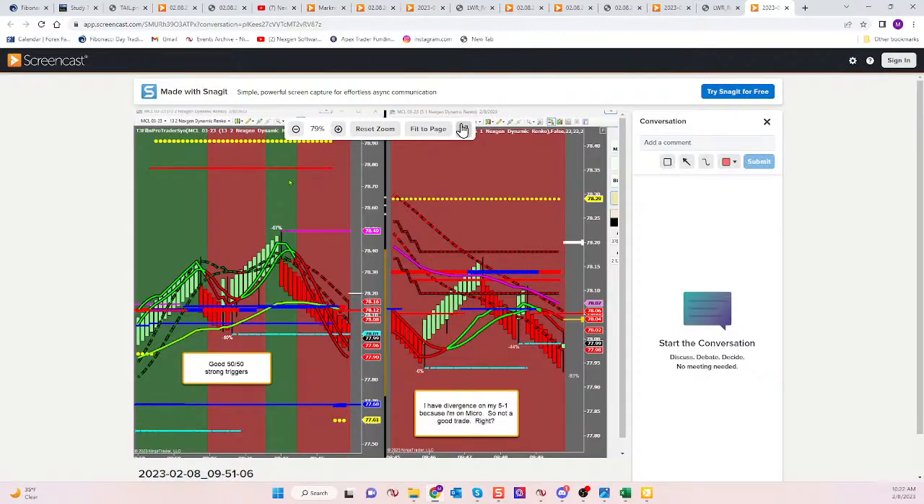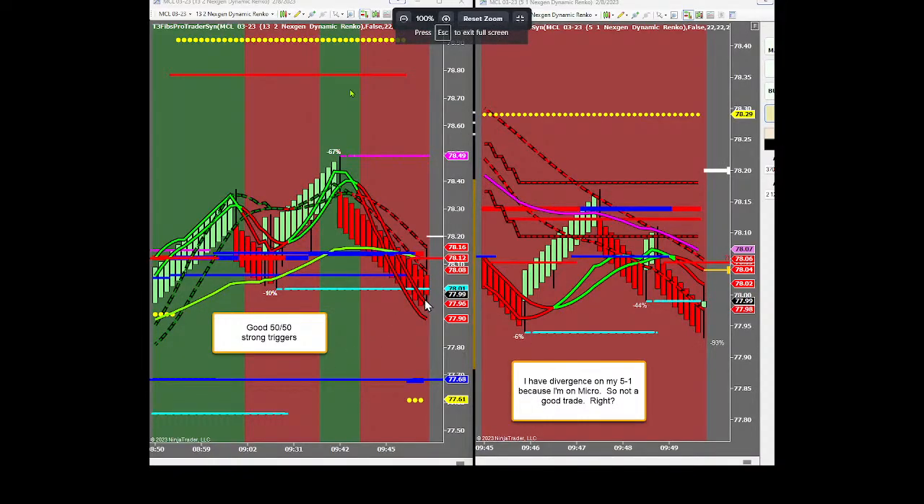Bobby T, good 50-50, strong triggers. You have the 5-1 because you're on micro, Bobby. I can't say if it's a good trade or not, Bobby T, but what I can say is that if your rules say don't enter with divergence, then great job, right? Then great job.